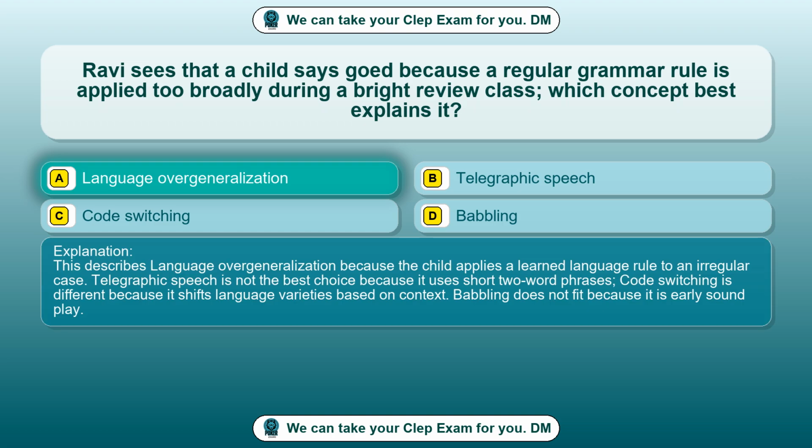This describes language overgeneralization because the child applies a learned language rule to an irregular case. Telegraphic speech is not the best choice because it uses short two-word phrases. Code switching is different because it shifts language varieties based on context. Babbling does not fit because it is early sound play.